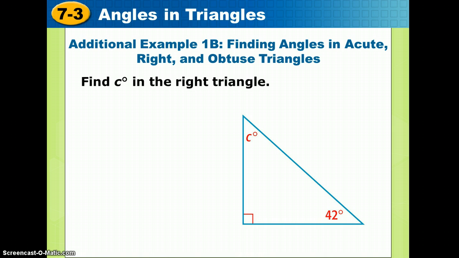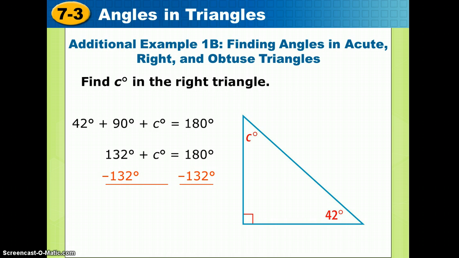Given this right triangle, we know that the box means 90 degrees. One of the other angles is 42, so now we can find C by adding 42 plus 90 plus C. We know that equals 180. Adding 42 and 90 together, we get 132, and then subtracting 132 from both sides, we find that C equals 48 degrees. Again, we can check our answer by adding them back together and making sure that those three angles make 180 degrees.